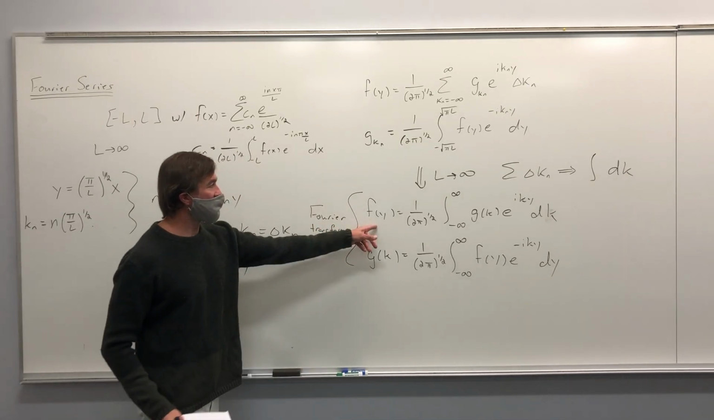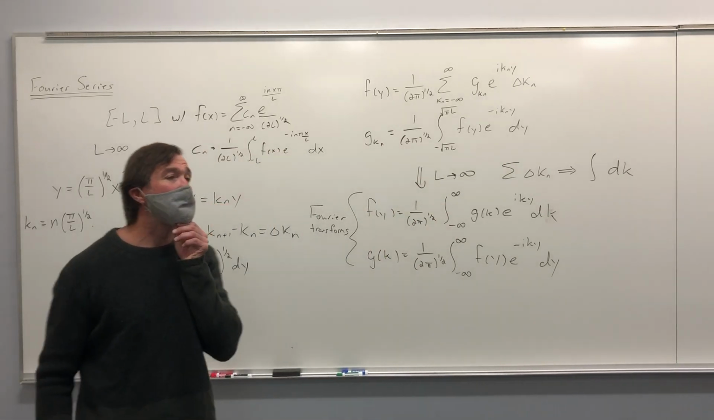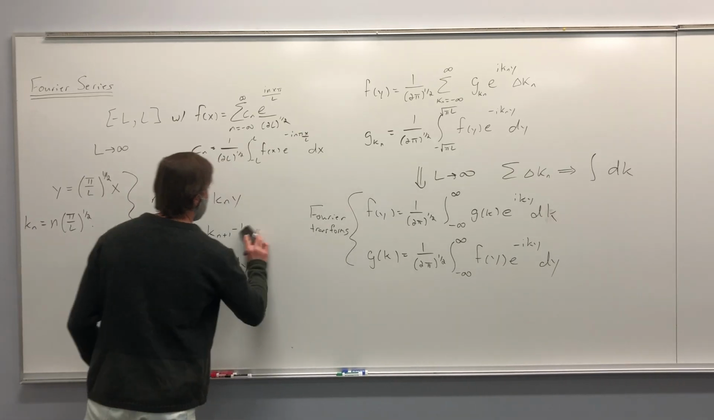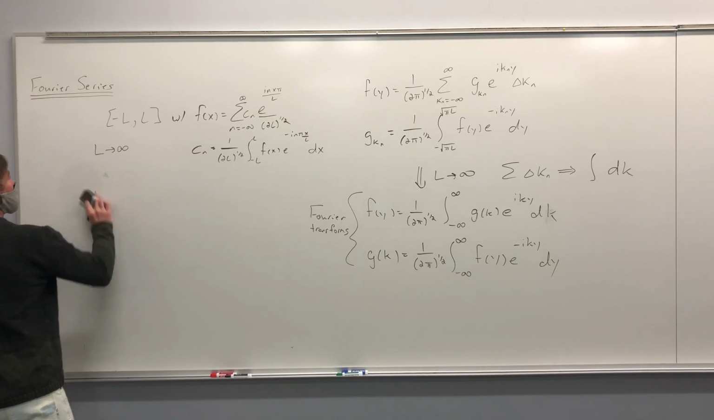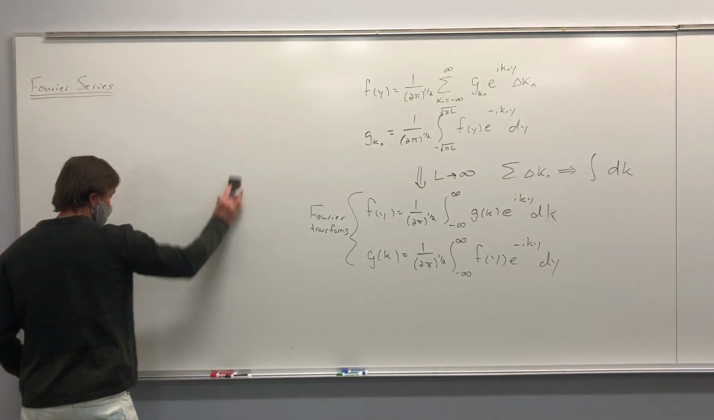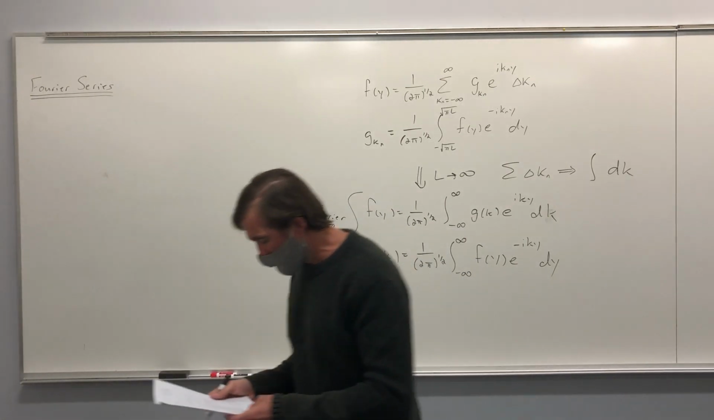That is, two functions that are related by this set of relations are Fourier transforms of each other. Okay? So it just turns out that wanting to generalize the Fourier series to an infinite interval naturally leads us to the Fourier transform.